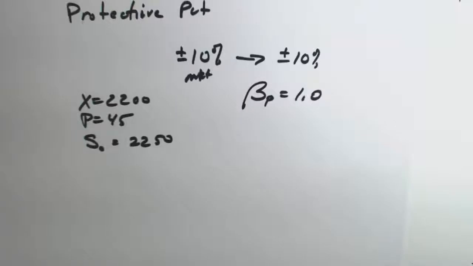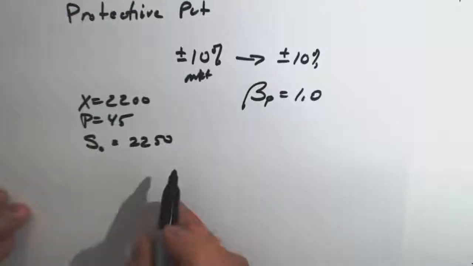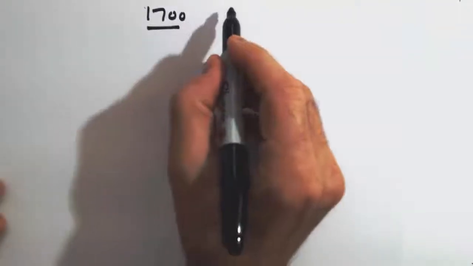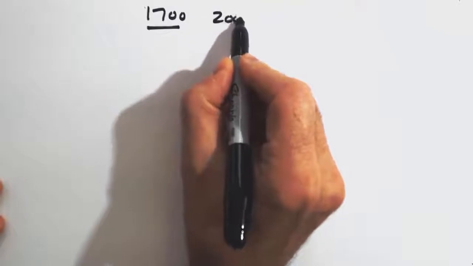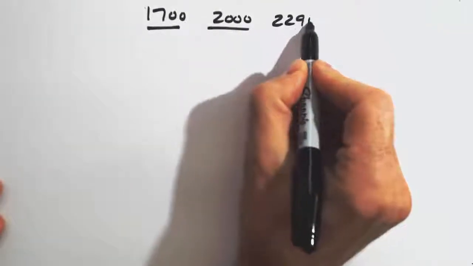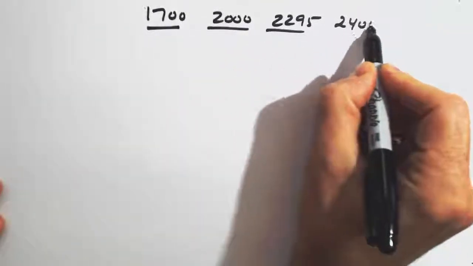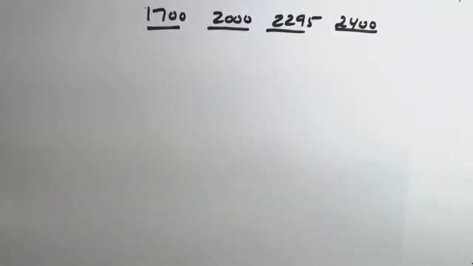Okay, so now the question becomes, let's do the tables that we've been working on. Let's do a table for this situation where the scenarios are 1,700, 2,000, 2295, and 2,400. Okay, so let's run those scenarios, and we'll do everything on a per share basis.